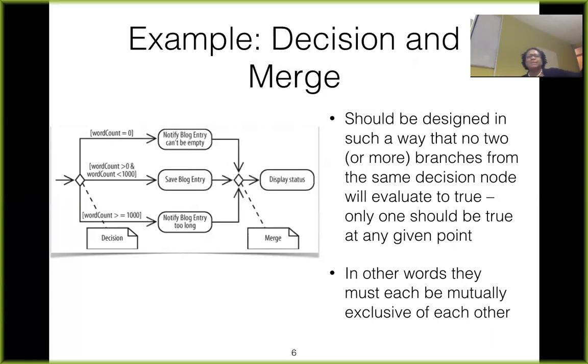So in one particular scenario, it may be that word count equals 0, in which case the system is going to notify block entry cannot be empty, and then it will display status. In another scenario, word count might be greater than or equal to 1,000, in which case you'll notify block entry is too long and then display the status, and so on. But no two of them should be true at the same time. And remember, each of these are called guard conditions.